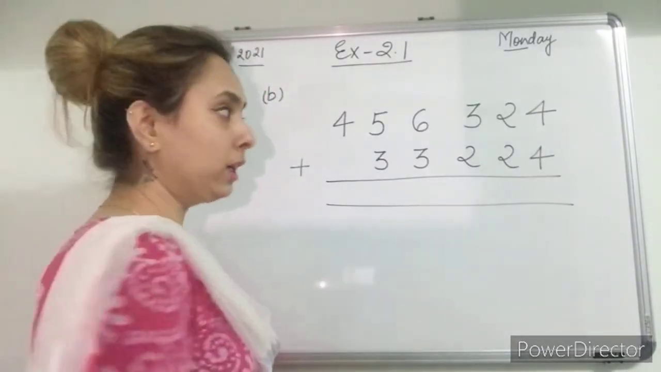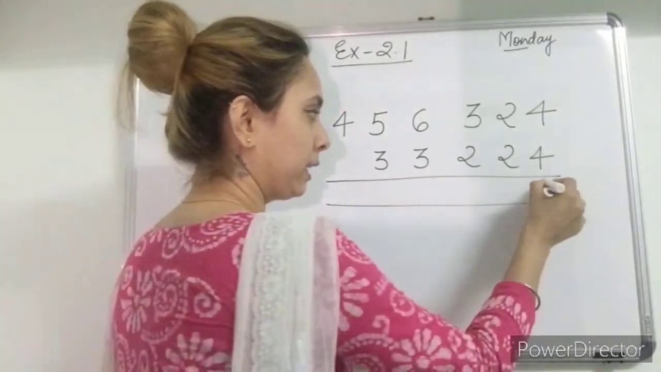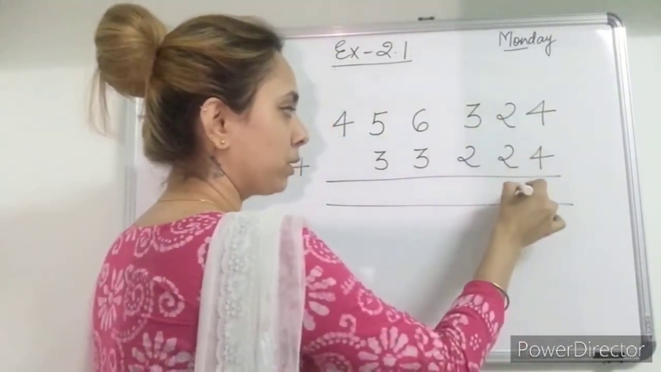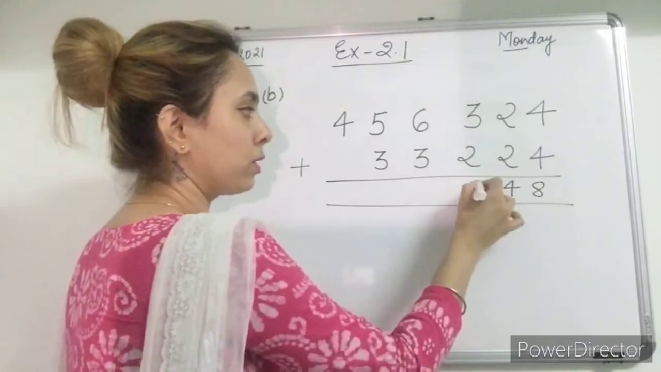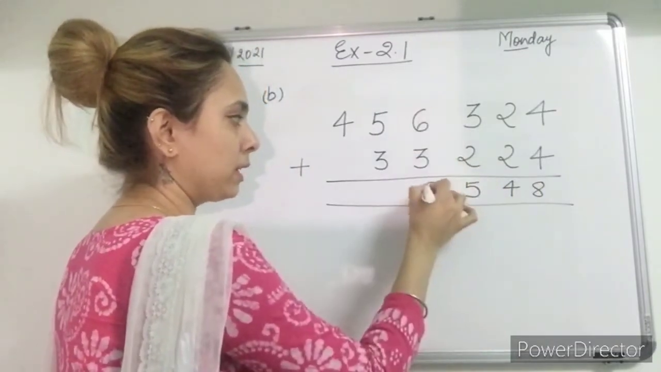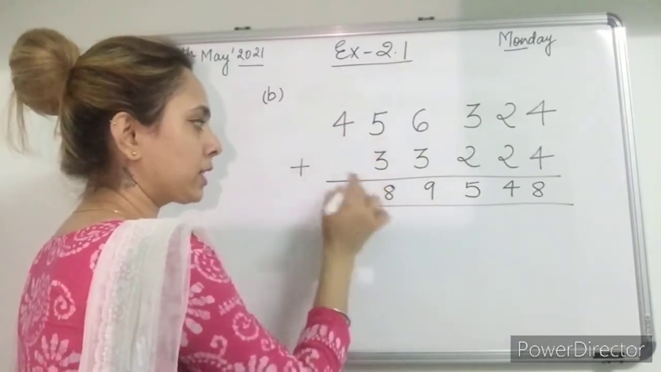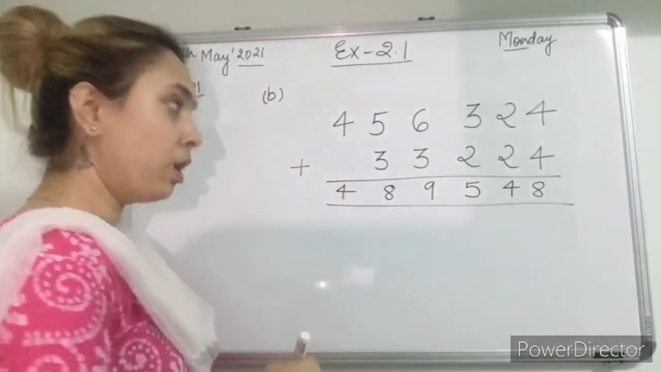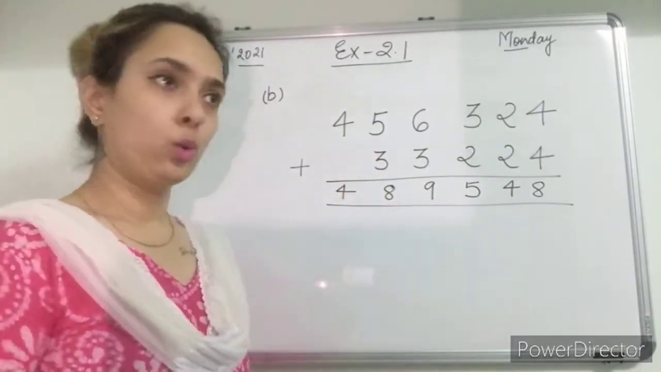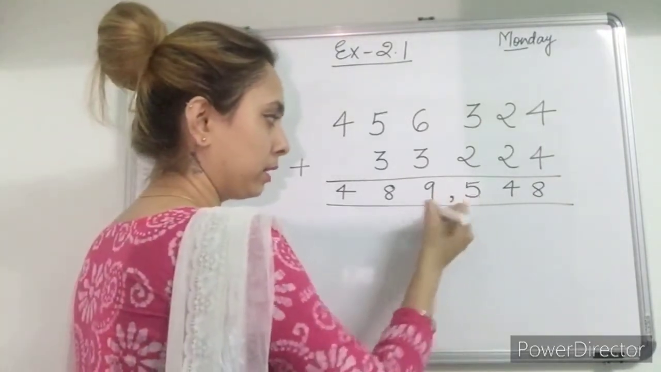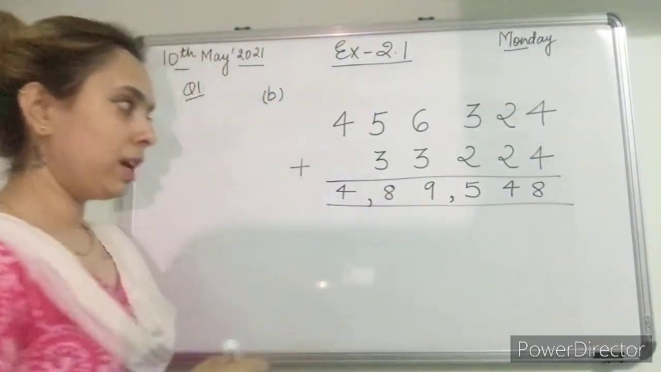We know how to add. 4 plus 4 is 8, 2 plus 2 is 4, 3 plus 2 is 5, 6 plus 3 is 9, 5 plus 3 is 8 and 4, nothing is given, so for itself. So mark periods here only. So this is the answer.